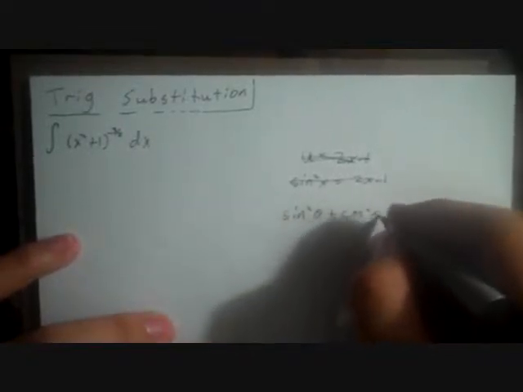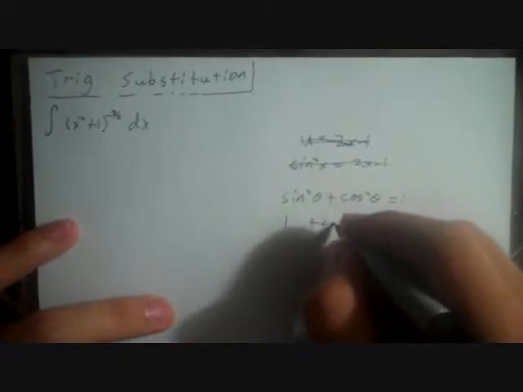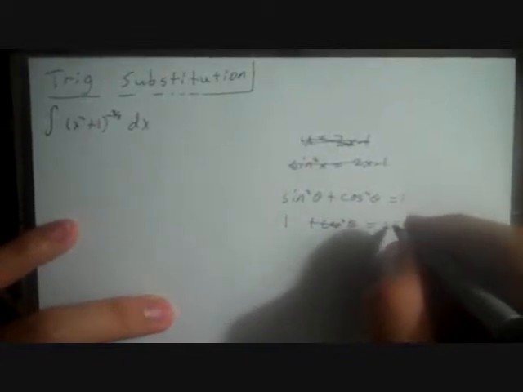However, we can do a trig substitution. So we need to look in here and see what's familiar. What makes us think of a specific trig function? So whenever you have something squared plus 1 or 1 minus something squared, you should immediately think Pythagorean identities. Our Pythagorean identities are sine squared theta plus cosine squared theta equals 1, or 1 plus tangent squared theta equals secant squared theta, or cotangent squared theta plus 1 equals cosecant squared theta.